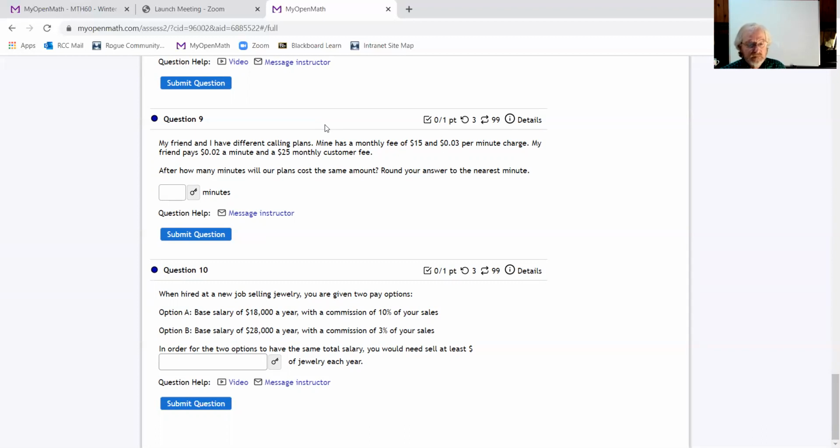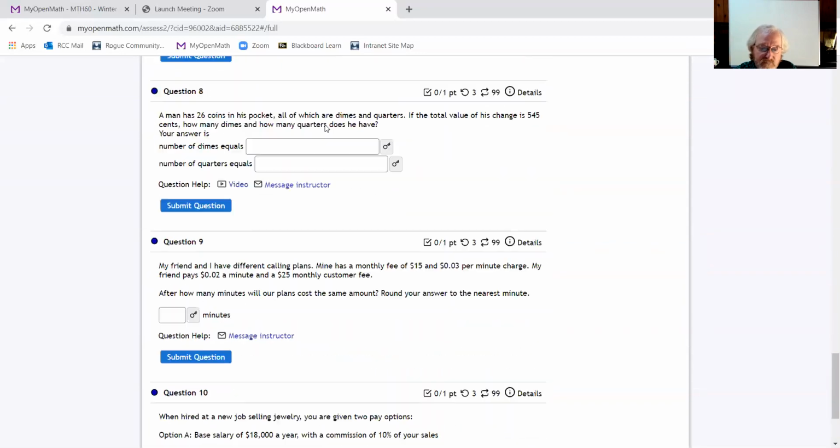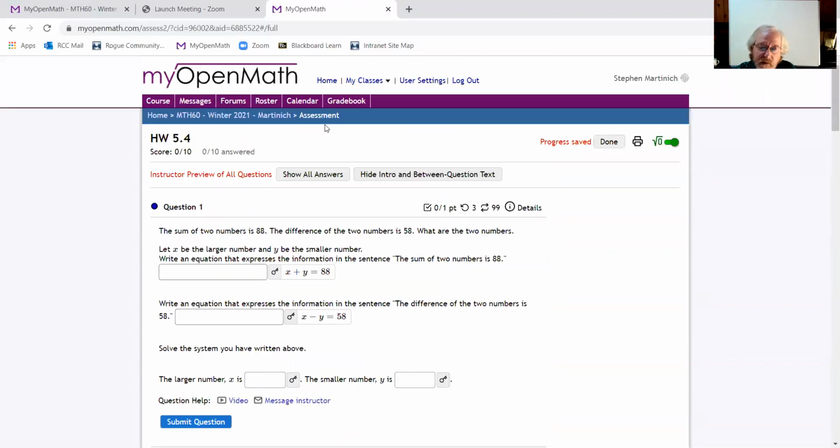But again, they're both, you might say, solved for y, set them equal to each other, and just reading the specific question, in order for the 2 to have the same total salary, you would need to sell at least. Yes, so just solving for the x value again. Now, that got you through the application homework, my talking you through.